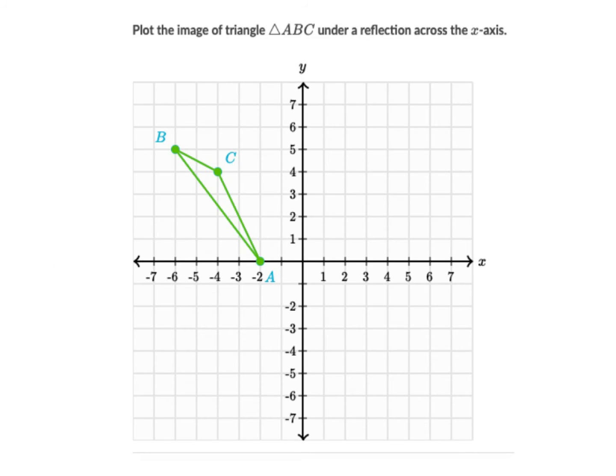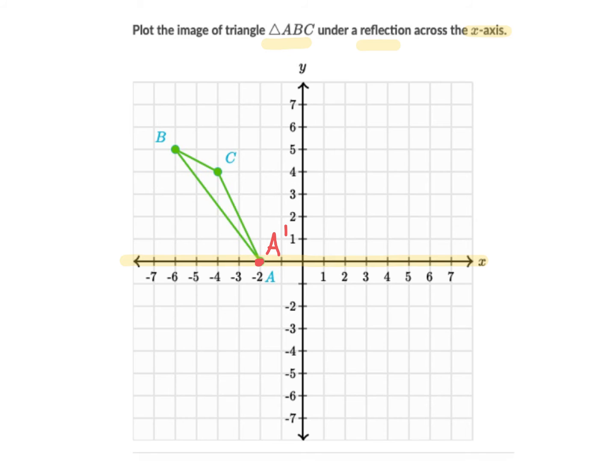For question 3, we're going to plot the image of triangle ABC under a reflection across the x-axis. So your first step would be to identify the x-axis. That's right here, the horizontal line. Now we go point by point. Our first point, A, is already on the x-axis. So since A is already on the x-axis, A prime would stay right there on the x-axis as well.